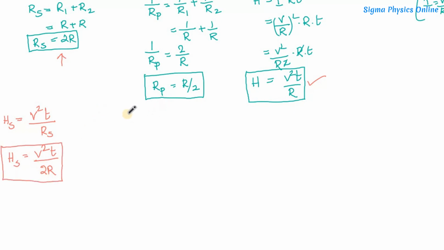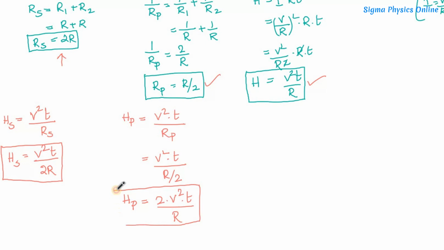Now let's find out the heat produced when the resistors are connected in parallel. So it is Hp equals V square T by Rp, and the Rp value we got over here is R by 2. Now this 2 goes up, so it is Hp equals 2V square T by R. So this is the value of heat produced when the resistors are connected in parallel.